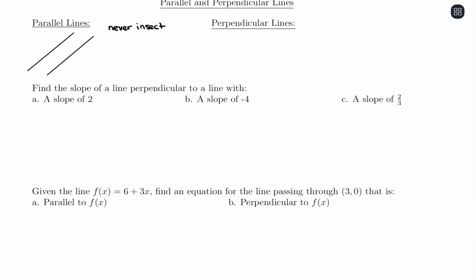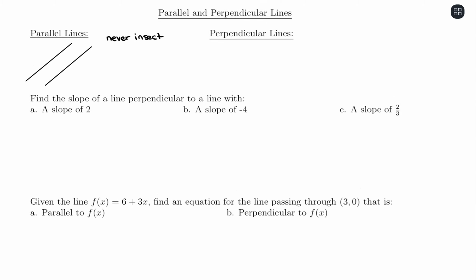What this means in terms of our linear function, f of x equals mx plus b, is that two lines are parallel when they have the same slope but different y-intercepts.